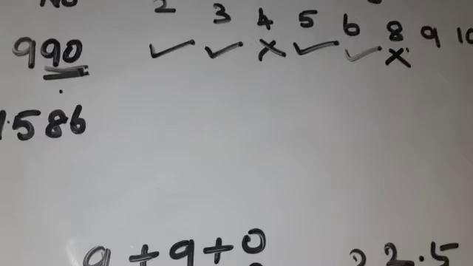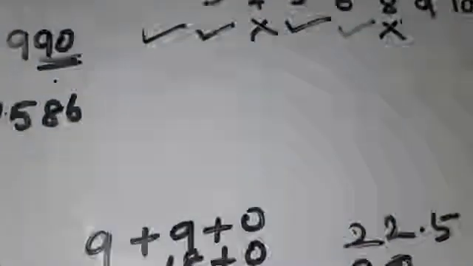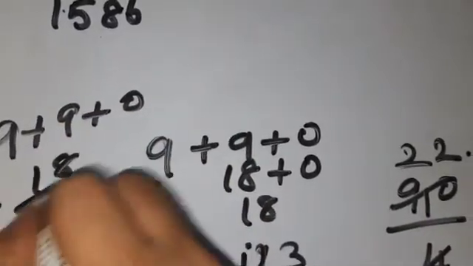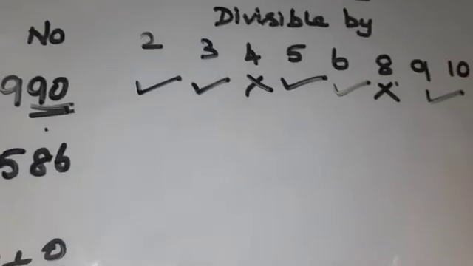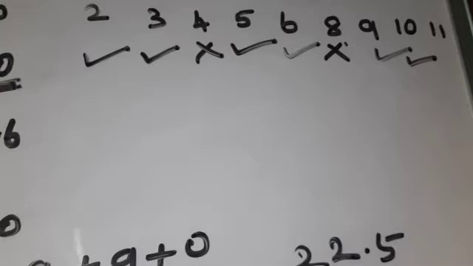Divisibility of 9 and 3 is the same. What we are going to do is sum the given number so that we get 18. So that number is a multiple of 9. So the given number is divisible by 9. For 10, the last digit should be 0. So the given number is divisible by 10.